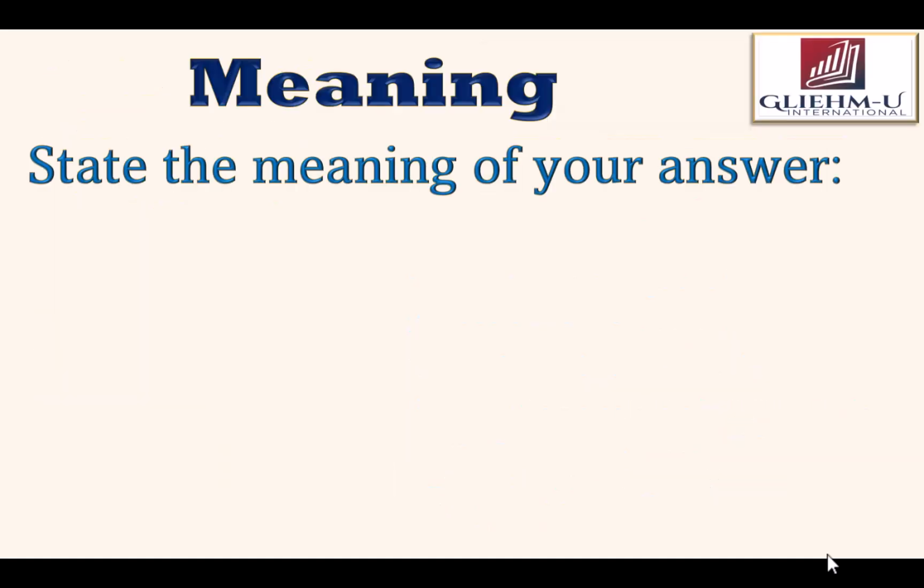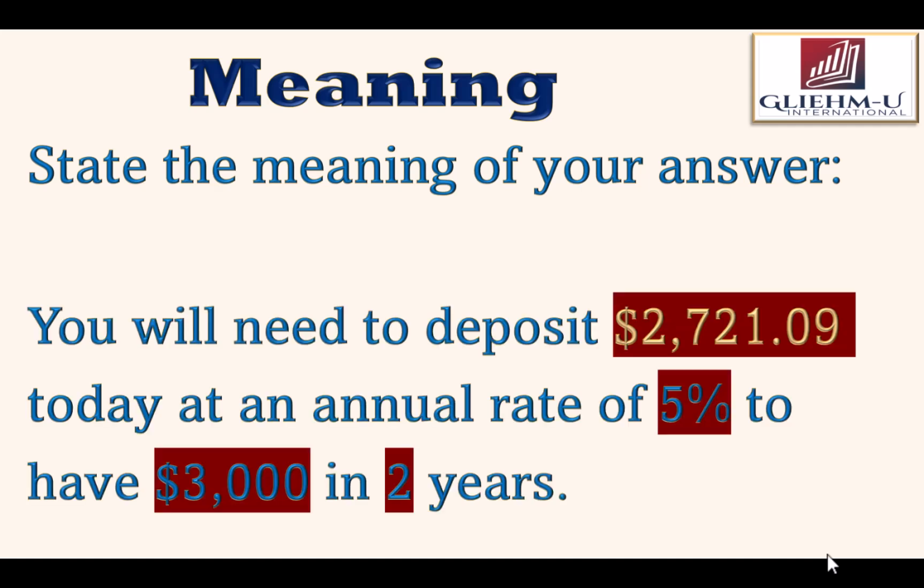Now, I always tell my students that they need to understand what they just computed. So you need to at least state the meaning of your answer, right? In this case, you could say something simple like this. You could phrase it another way, but something along these lines. You will need to deposit $2,721.09 today at an annual rate of 5% to have $3,000 in 2 years. Okay, so that's our answer.